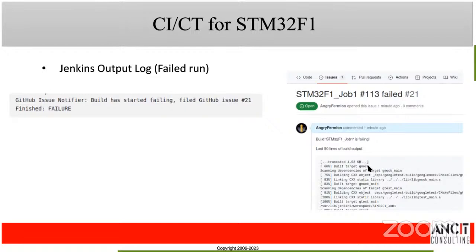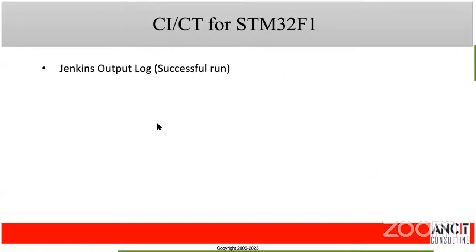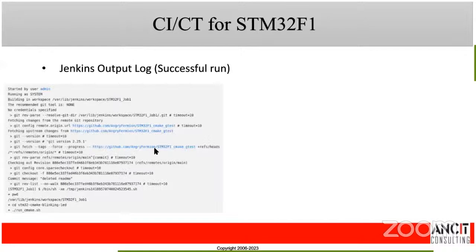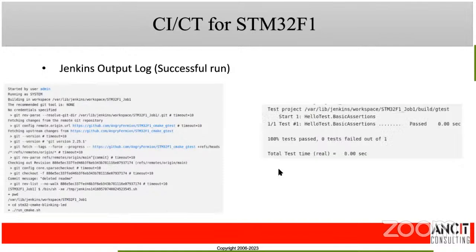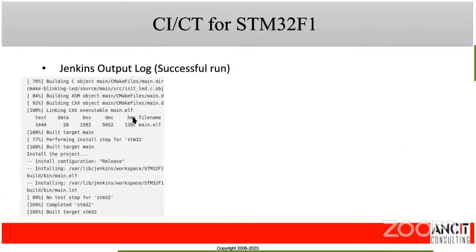Now I'll also show you the output log for a successful run. Again, it's the same thing. It fetches the code, runs the script. This time I had changed the code to use the correct GPIO pins. So here it has passed the test. The G-test has been passed. Then it starts building the code for the STM32 hardware abstraction layer. So it builds the code and the target is built.